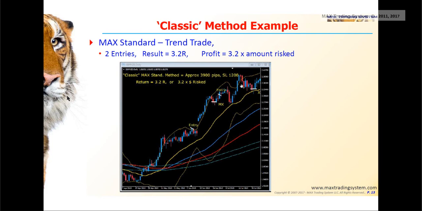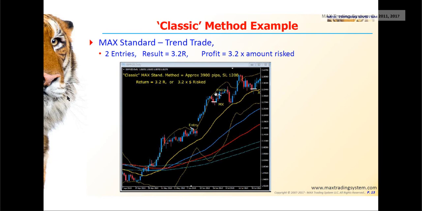We went through this in the practice session and worked this out, and the end result from this movement here was around about 3,900 pips, and we had a stop loss of 1,200 pips. We use R value, so the return on the trade was 3.2 times whatever you risked. So if you risked, say, 2% on your trade, you would have made 6.4%. Or if you'd risked $100 on the trade, you would have made $320 as a result of this trade.